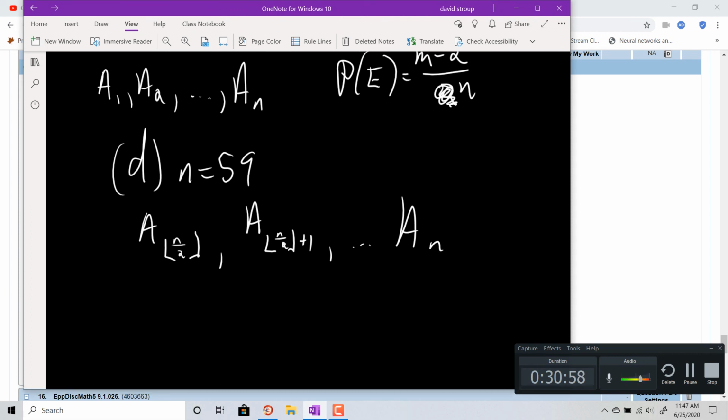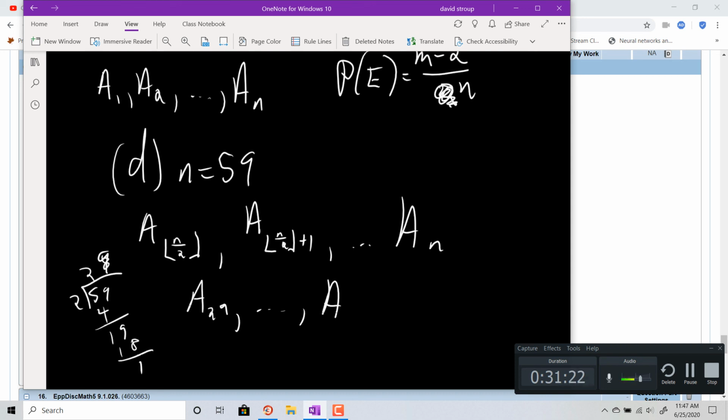Okay, this is kind of easy because they tell you it's 59. So 59 divided by 2. Okay, so the 2 goes in there. 4, 1, 9, 8. So, whoops, 9 maybe. 18, 1, 29 point something. So the floor is 29, so it's A sub 29. All the way up to A sub 59.